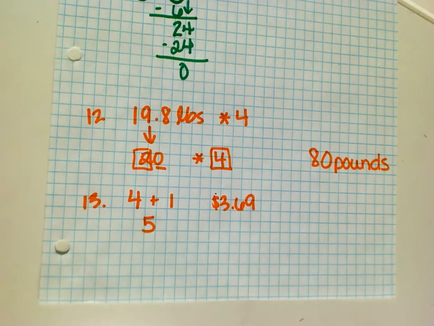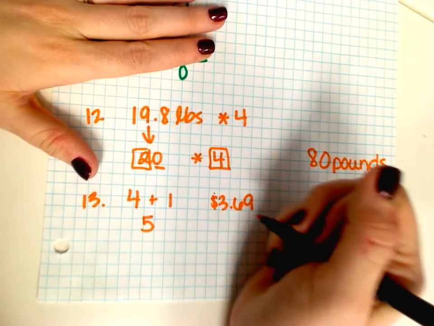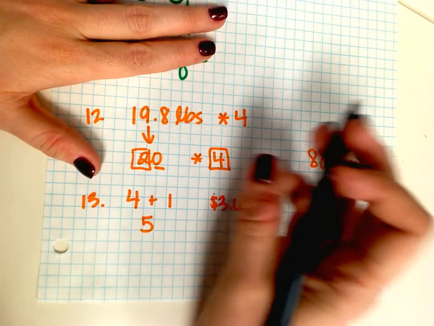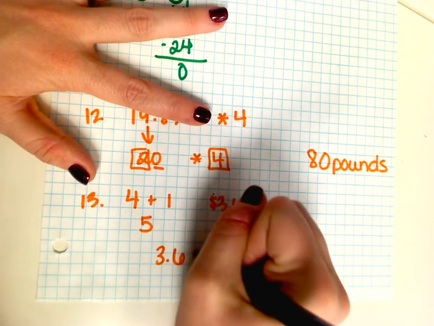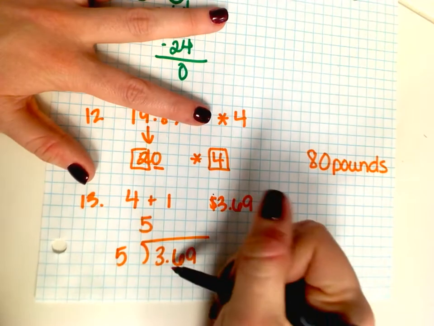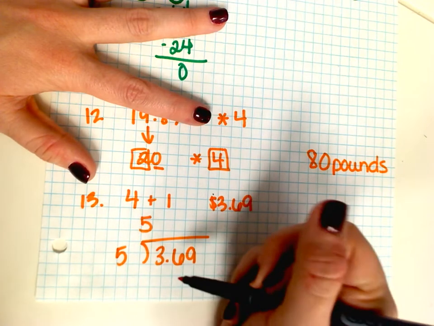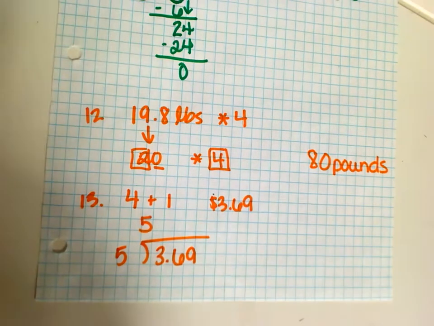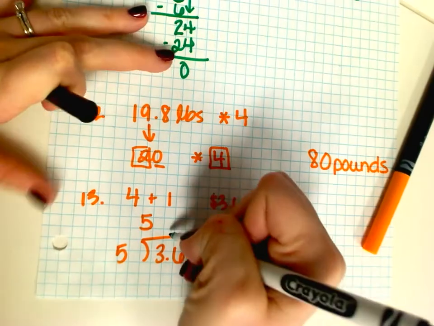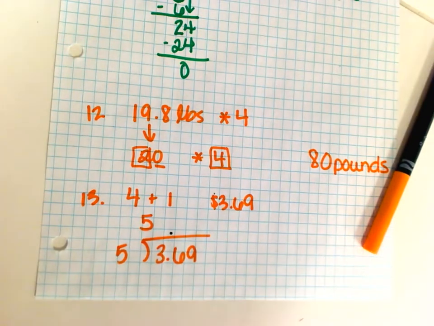So let's set up our division problem. That's going to look like this. $3.69 divided by 5 people. We are working with a whole number here, so I'm going to do this in black because I don't want us to get confused with that 5 up top. We're going to put our decimal point right on top of the house.